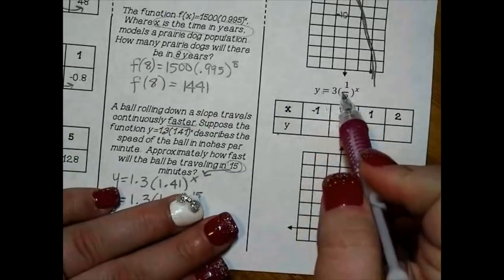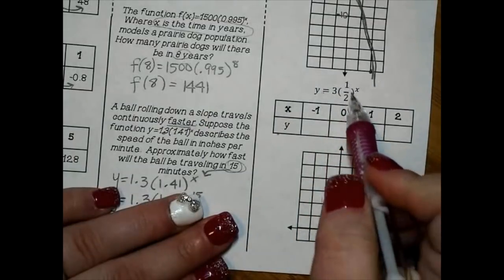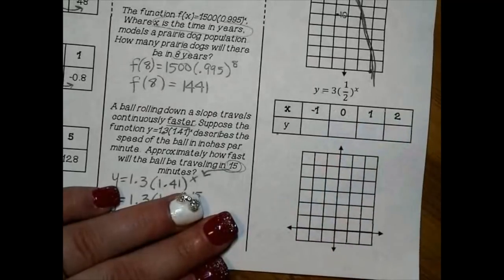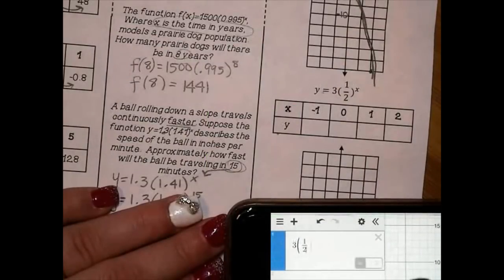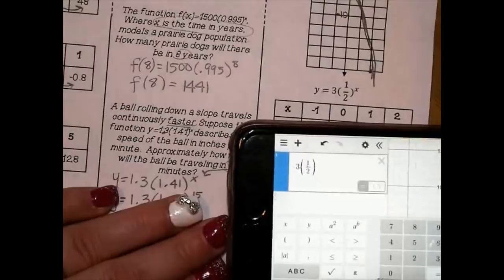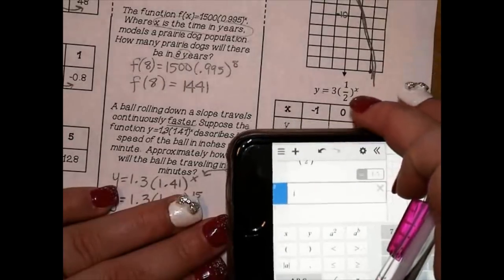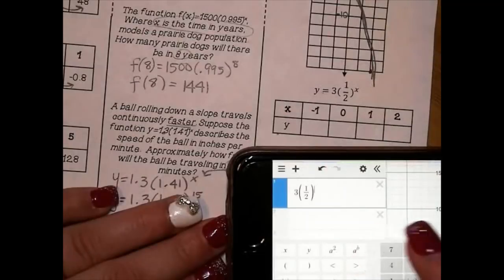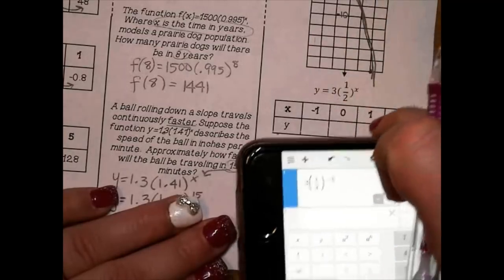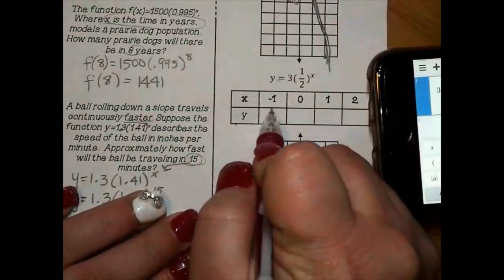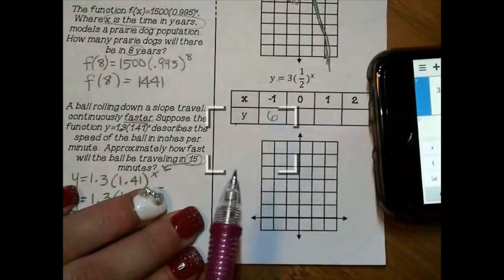The function here is y is equal to 3 times 1/2, or 1/2 to the x power. We're once again going to plug those values into our calculator, 3. Make sure you protect that 1/2 in parentheses. And then use this a to the b power function here, and that's going to be to the power of -1. That comes up with +6. So when x is equal to -1, y is equal to +6.